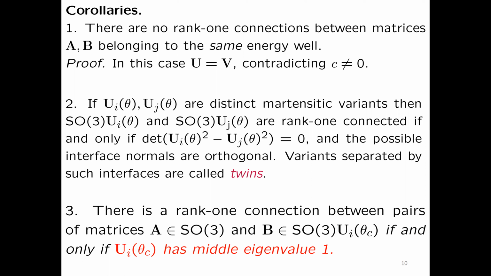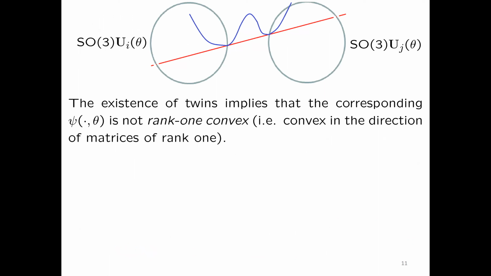So here we're talking about whether you can go from the high temperature phase to the low temperature phase by just simply having a planar interface. And that's only possible if U_i at the critical temperature has middle eigenvalue 1, which of course you would expect never to happen. I mean, when does anything have exactly an eigenvalue 1? So you would expect that not to happen. But that's very, very interesting.